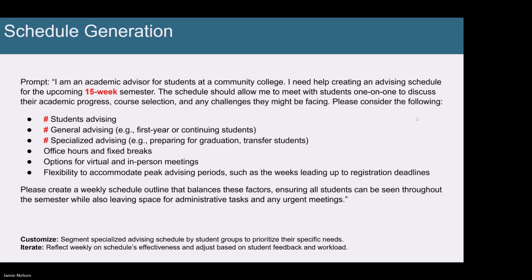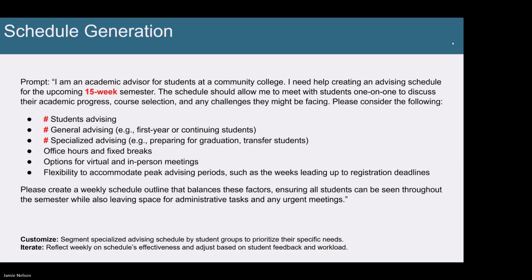So in this case, this is for advisors to map out their scheduling calendar for a semester. And in this case, with 15 weeks, the parameters are the number of students that are being advised, the types and number of different types of advising sessions, and then what are the fixed time for the work calendar and your fixed breaks.